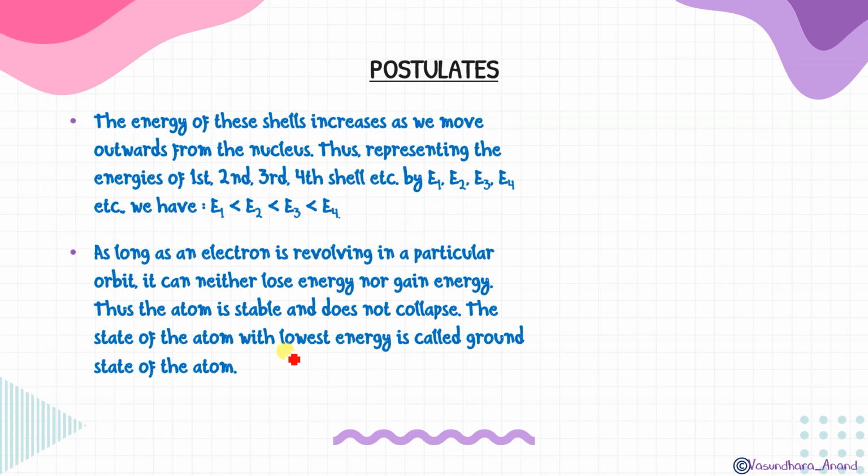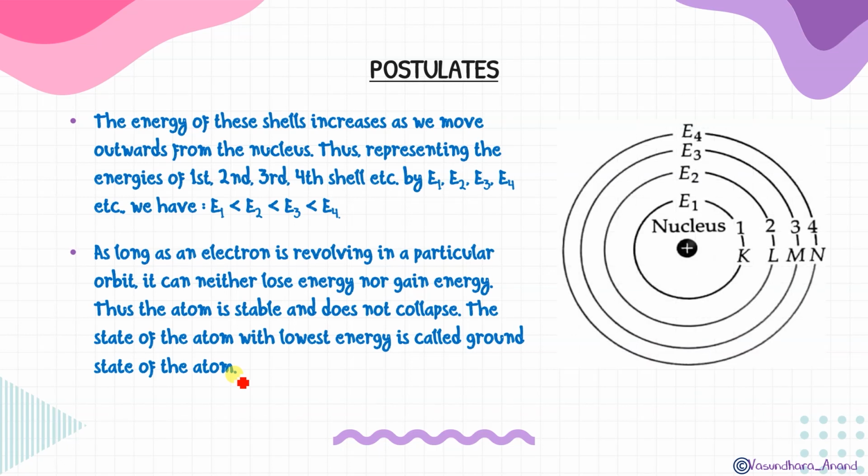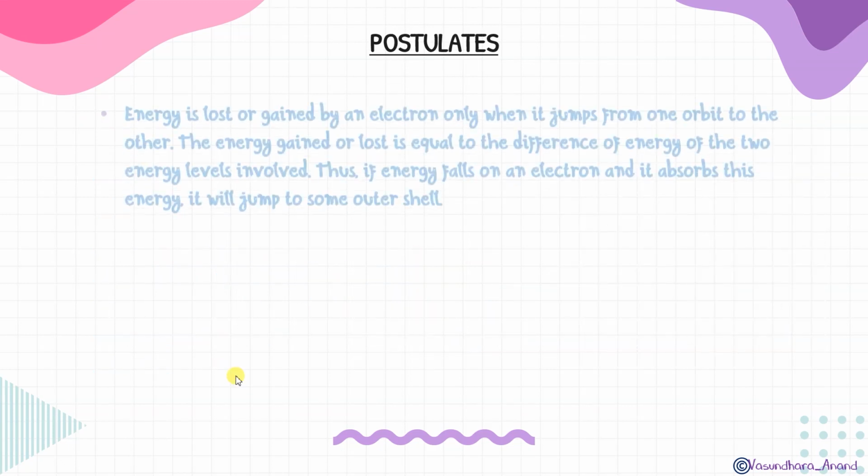The state of an atom with the lowest energy is called the ground state, while the state of an atom with higher energy is called the excited state. Lowest state में जो होगा वो ground state कहलाएगा, and the one above the ground will be called the excited state. Yes, the same picture I have explained.